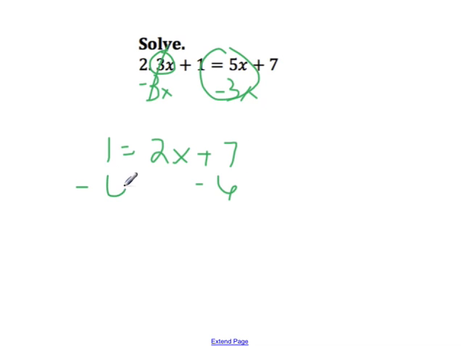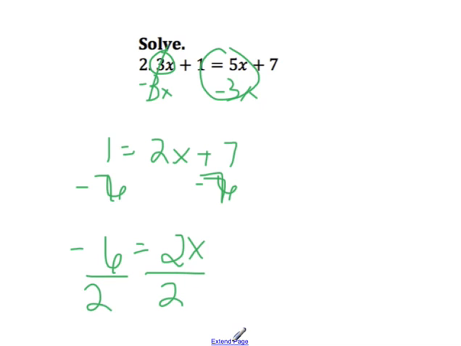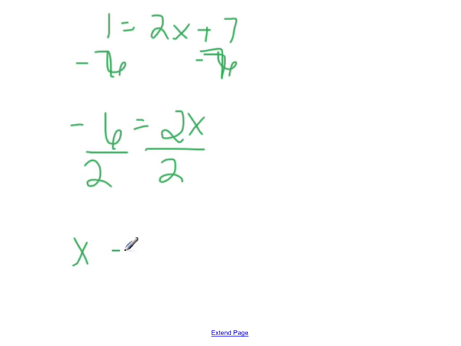So I'm going to subtract 7. 1 minus 7 is going to give me a negative 6, and that's equal to 2x. Then I'm going to divide both sides by 2. So x is going to be equal to negative 6 divided by 2, which is a negative 3. So that's the final answer for number 2.